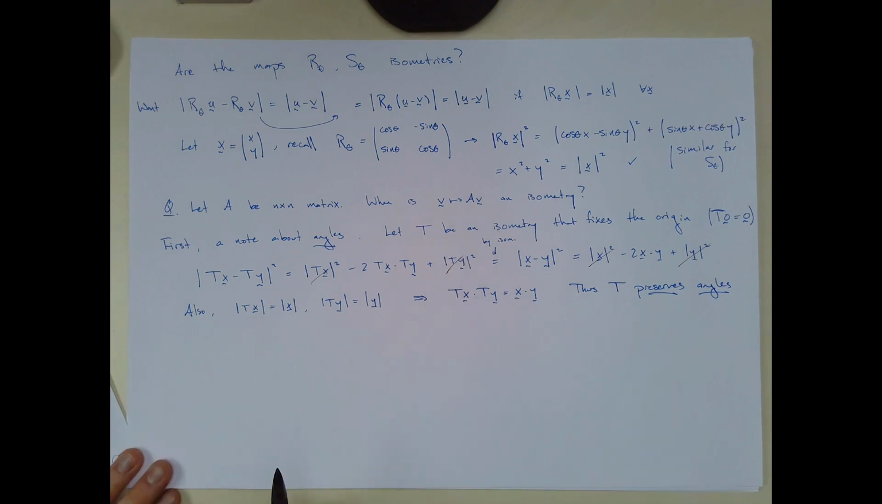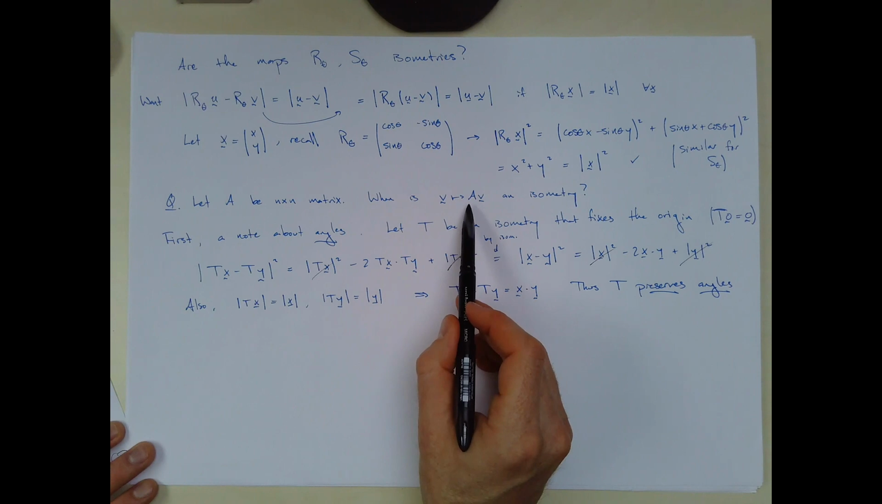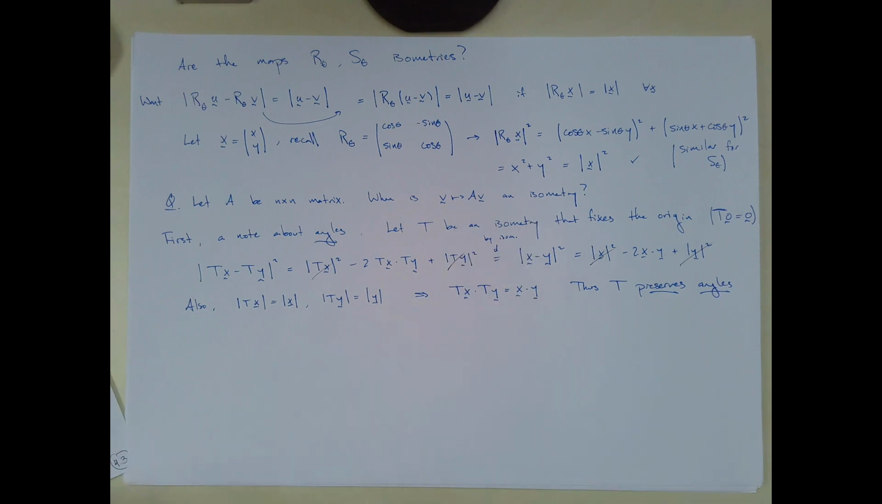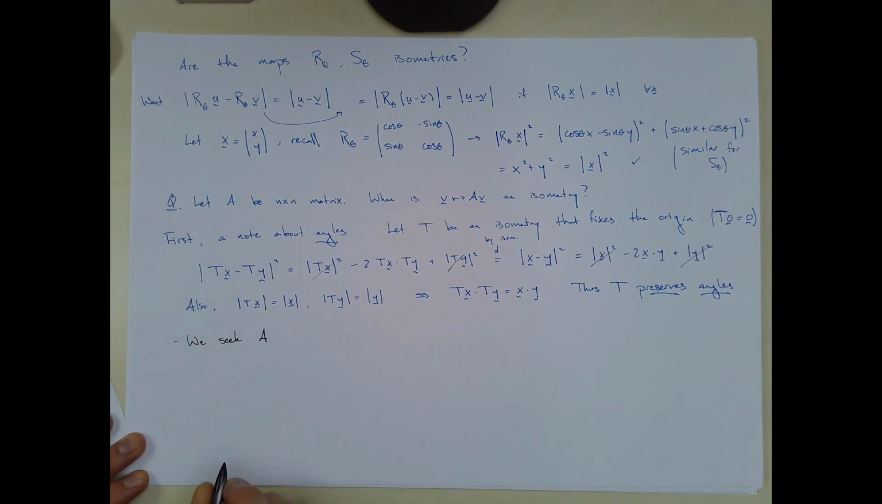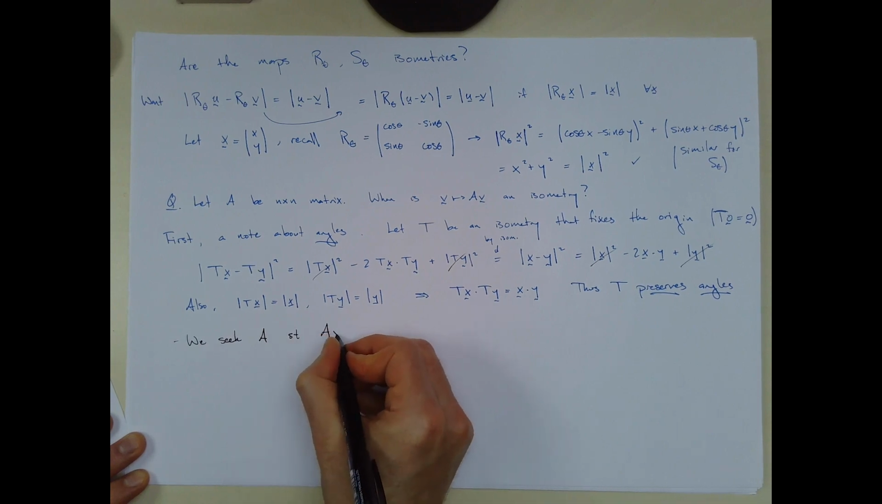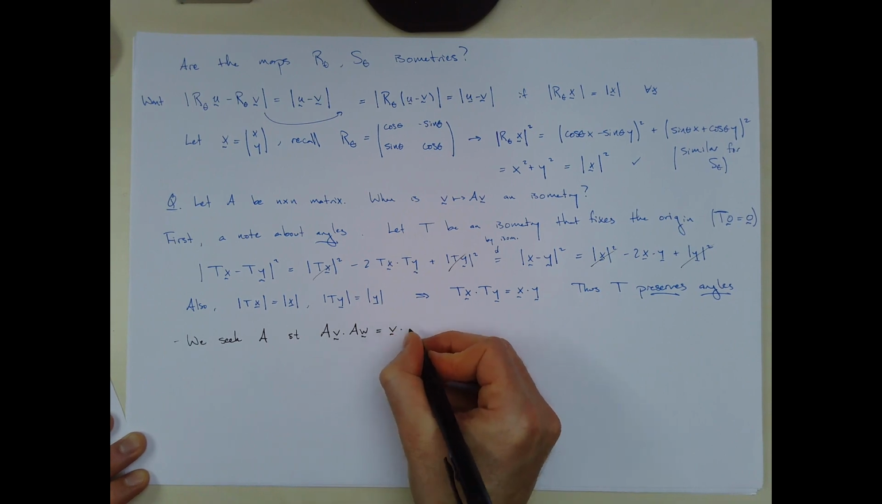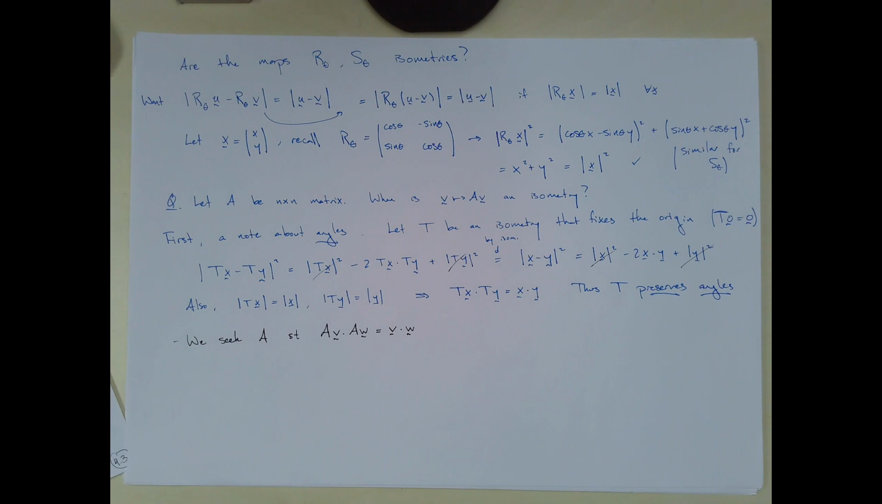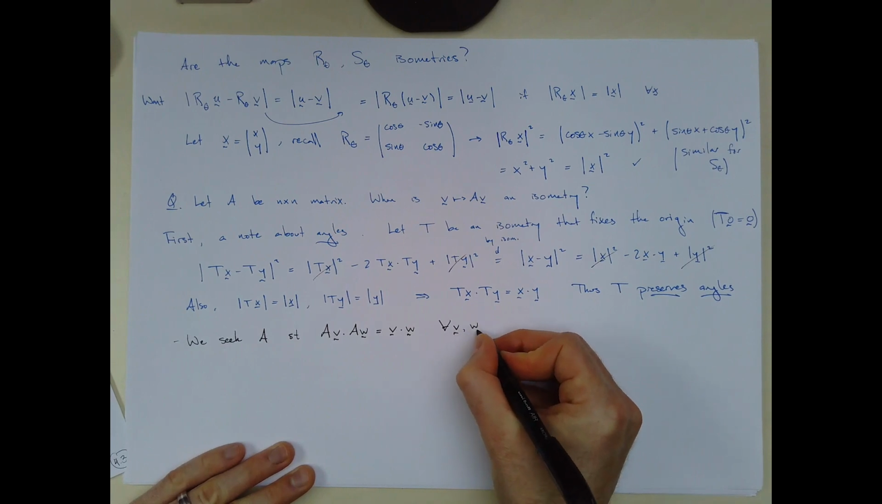Now, let's consider n by n matrices. If we're seeking to classify all possible matrices that are isometries, we want to seek A such that AV.AW is V.W for all V and W in Rn. In other words, this angle-preserving view of isometry is going to be more useful in classifying the A.